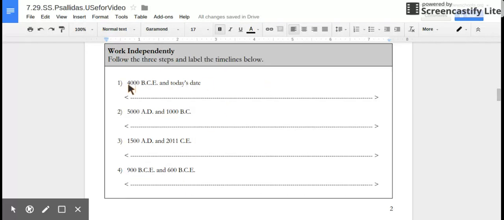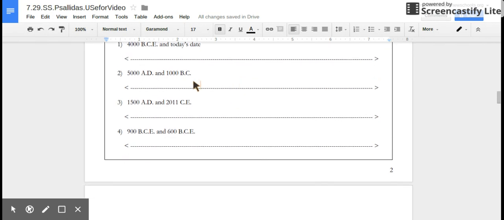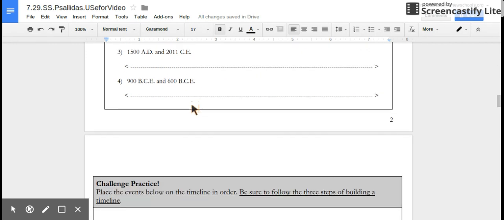Number 1, 4000 BCE and today's date, 2015. Make sure you follow steps 1 and 2, and then you do step 3 by adding these. Number 2, 5000 AD and 1000 BC. Number 3, and I know I'm moving fast, just pause the video as you do each one. 1500 AD and 2011 CE. Number 4, 900 BCE and 600 BCE.